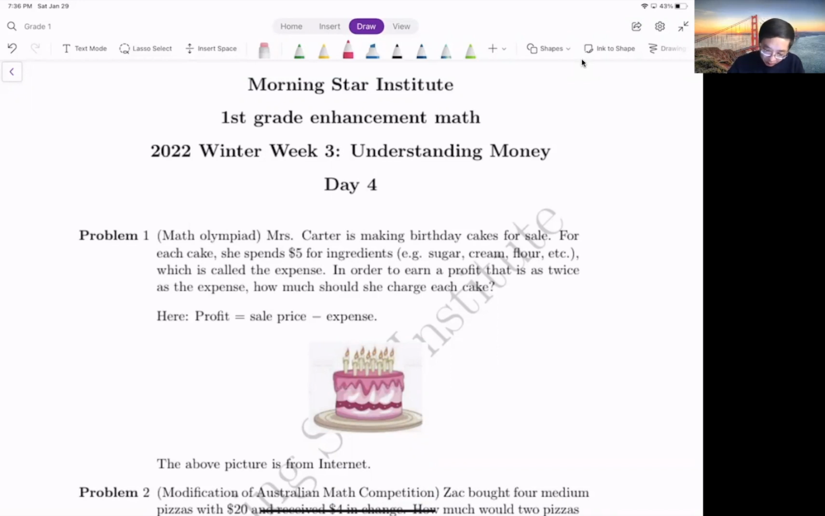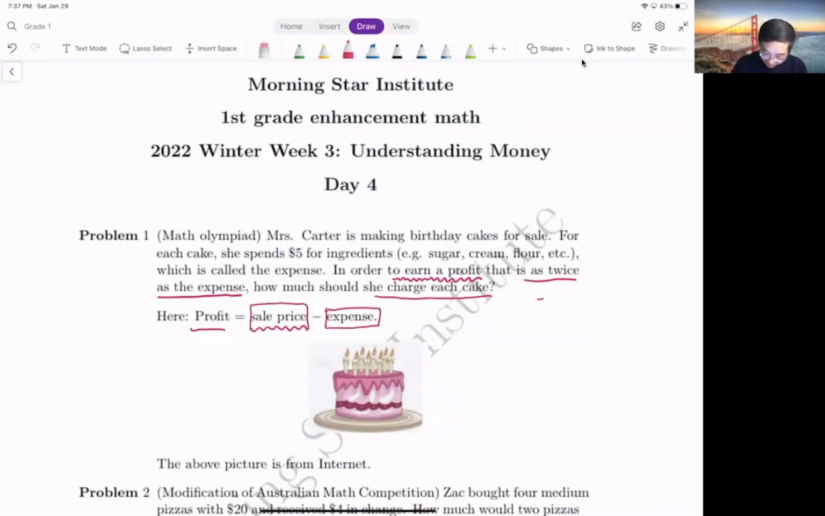Now, what she wants is to make a profit. So the goal is to make a profit that is twice the expense, right? And then the question is, how much should she charge for each cake? That is the sale price, right? How much should she sell the cake for in order to get this profit? Now here we know how we calculate the profit. The profit is the sale price minus the expense, right?